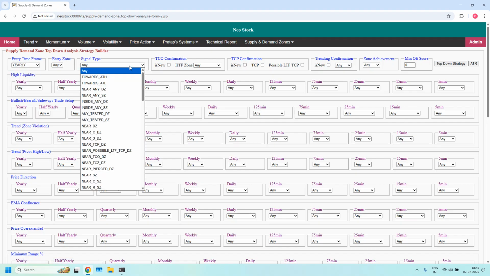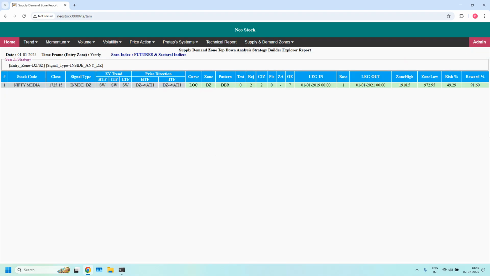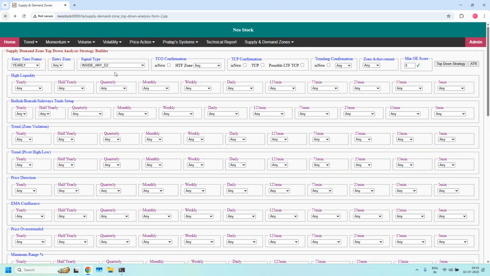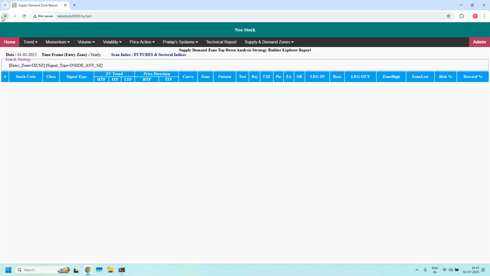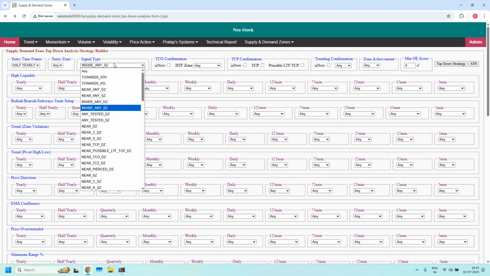Starting with yearly, price closed inside the yearly demand zone. We got only one stock. Next, price closed inside the yearly supply zone. No stocks are available. Next, half yearly time frame.